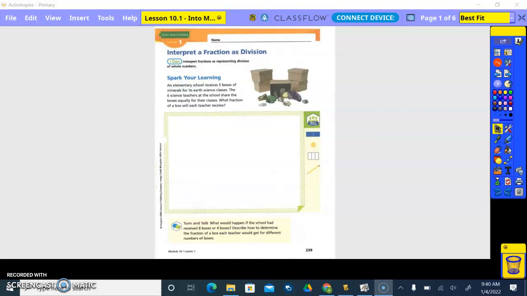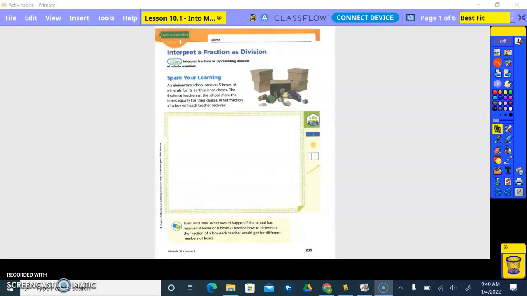Spark your learning. An elementary school receives 5 boxes of minerals for its earth science classes. The 6 science teachers at the school share the boxes equally for their classes. What fraction of a box will each teacher receive?